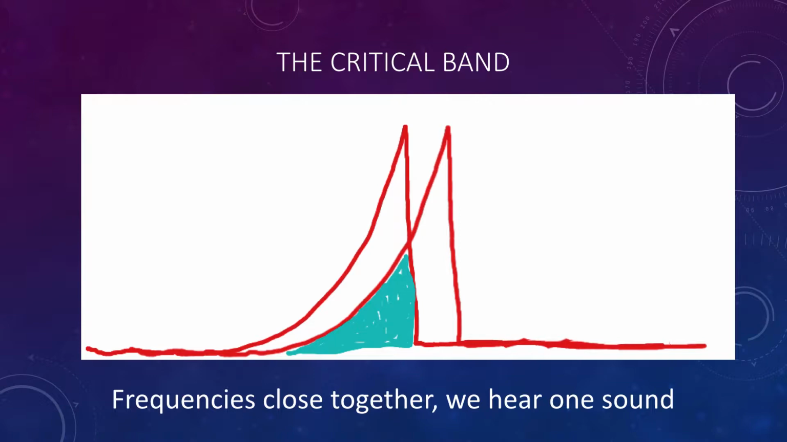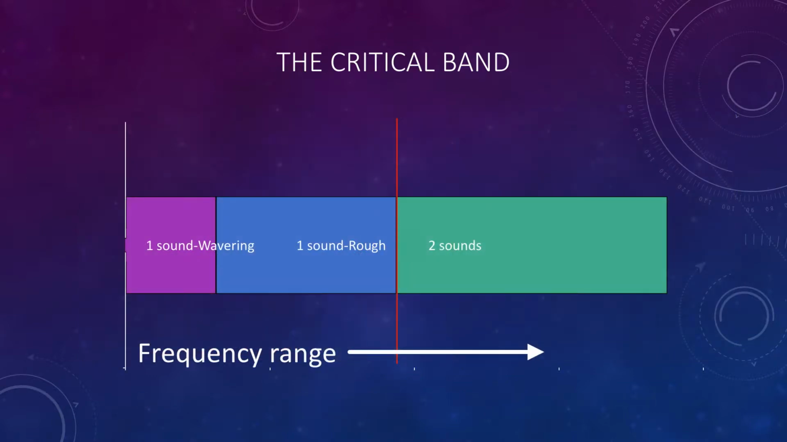This is similar to what happens on your skin. If you press two fingernails into your palm about a half-inch apart, you'll feel both fingernails. But if you put them about an eighth-inch apart, it will only feel like one. When the two sounds are close in frequency, we no longer hear them as two sounds, but rather one sound that is either harsh or wavering.